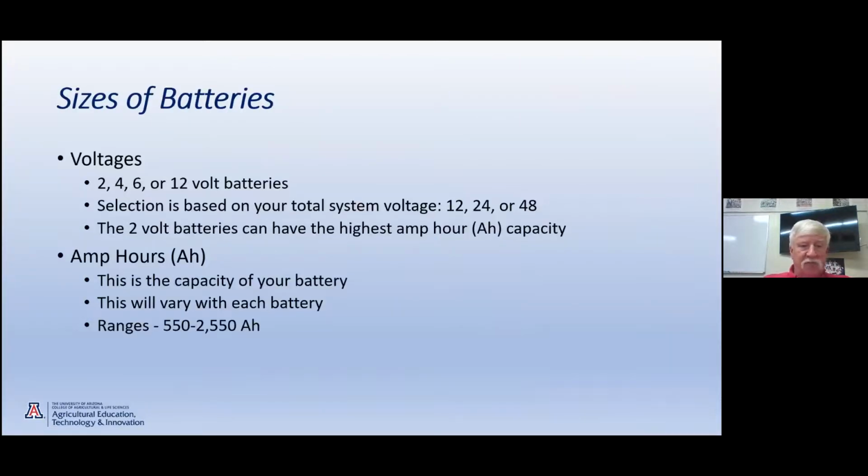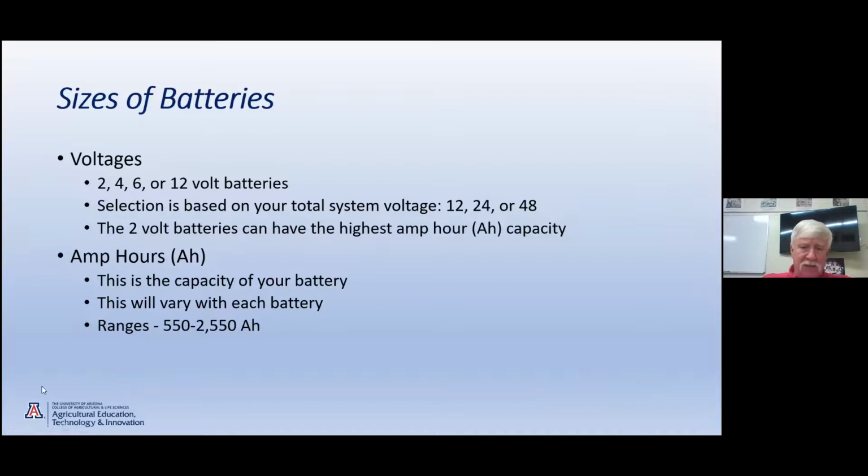Batteries come in different size voltages. There's actually 2 volt, 4 volt, 6 or 12 volt batteries. The selection is based on your system voltage. So a 12 volt system is a very small system. It's maybe for components that we're using in a standalone system in our yard, if we're putting lights on, or we have a very small system. 24 volt systems, pretty typical for small cabins. And then 48 volt systems is what we're going to see for off-grid systems for houses and homes. So the type of system voltage is going to vary, but 24 and 48 are going to be more common for people who are living off-grid.